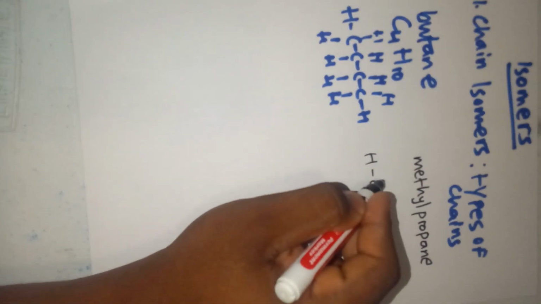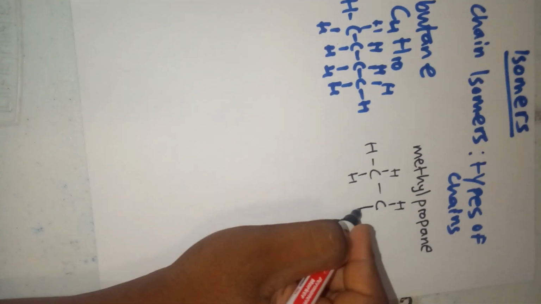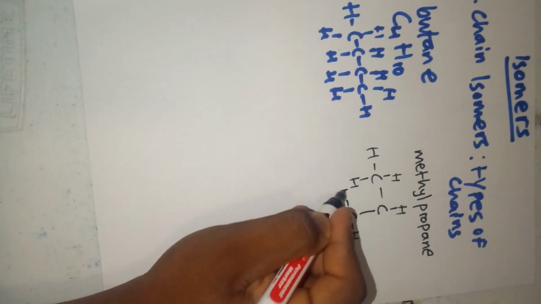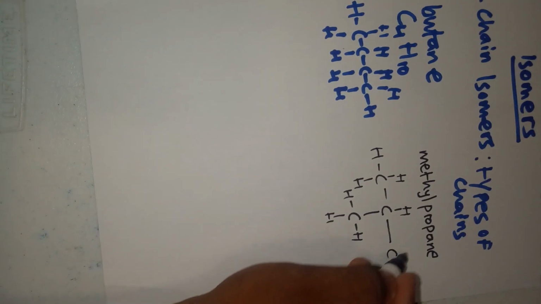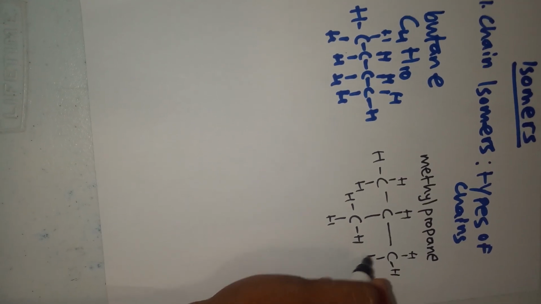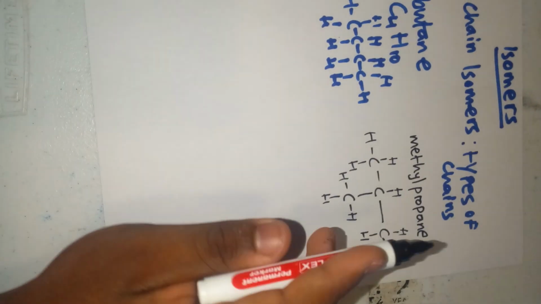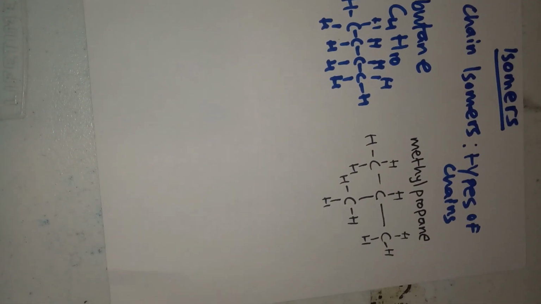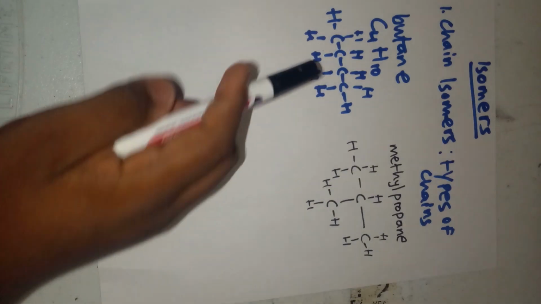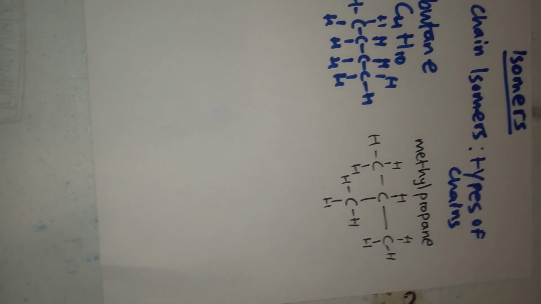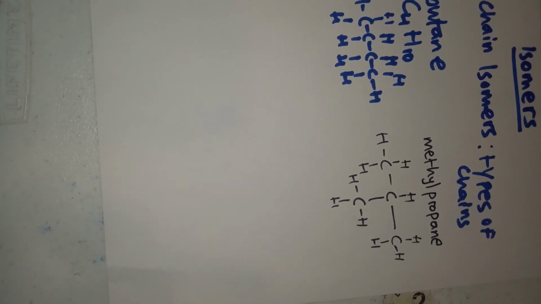So we have H, C, H here, C, and then H here, and then the line we have CH3. Then the last C. Can you see it? So this is methylpropane. But now check something. They have the same molecular formula but different types of chains. So this one is C4H10, C4H10, because carbon atoms 1, 2, 3, 4, 1, 2, 3, 4. Then the hydrogen atoms, same thing. So both of them have the same molecular formula but different types of chains. Can you see it? That's how it is.